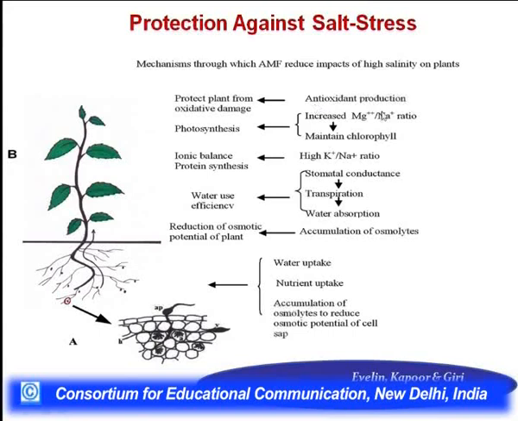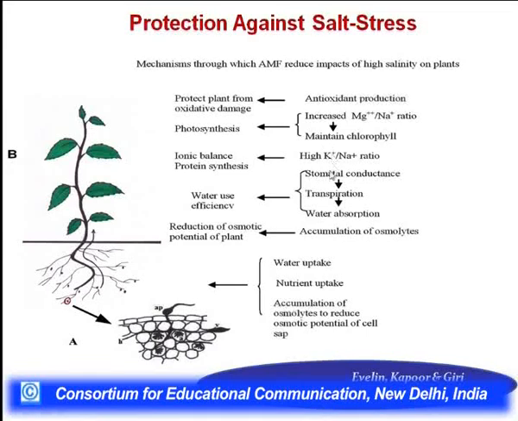greater amount of antioxidants. And therefore, they are protected against oxidative damage. Such plants are having increased ratio of magnesium and sodium. You know that magnesium is a very important element. It is a central element of chlorophyll. So, increased magnesium and sodium ratio help in maintaining concentration of chlorophyll in the plant. Therefore, photosynthesis is also being operated very nicely in those plants which are colonized by mycorrhizal fungi.